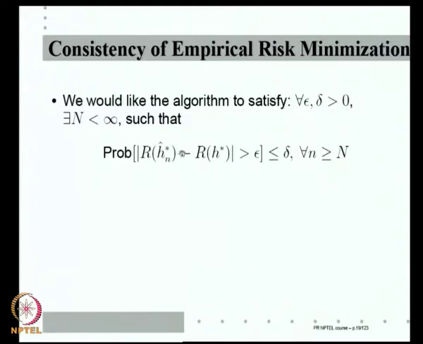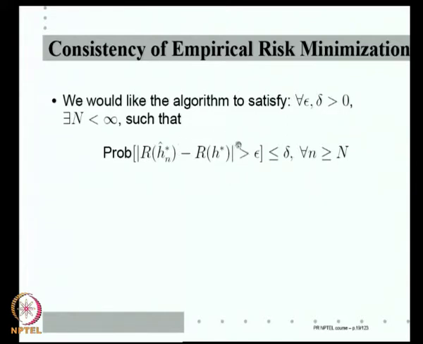What is it that we want for consistency? We would like the algorithm to satisfy the following: given any epsilon and delta, there should be some capital N, a bound on the number of examples, such that the probability that the absolute difference between R of h hat star n and R of h star is greater than epsilon is less than delta, if n is greater than capital N. R of h hat star n is the true risk of what I learnt. H hat star n is the minimizer of the empirical risk, that is what I have learnt. R of h hat star n is the true risk of what I have learnt. R of h star is the true risk of the optimal classifier. Really, as I said, h star may not be unique, but R of h star is unique in the sense of the global minimizer.